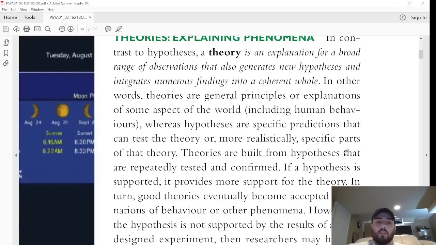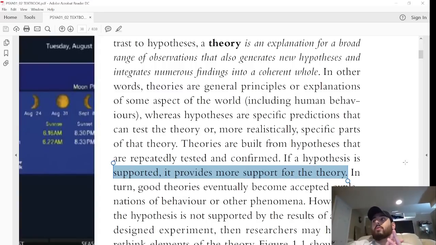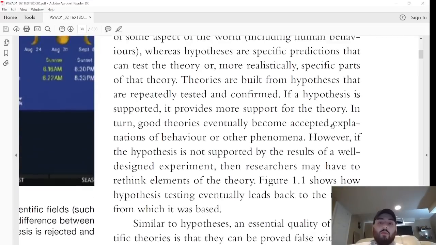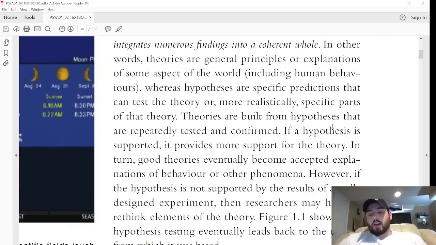Theories are built from hypotheses that are repeatedly tested and confirmed. If a hypothesis is supported, it provides more support for the theory, right? So like I mentioned earlier, our theory is going to be grounded in our hypothesis, but the theory is essentially the first part. It is the explanation, as the definition says up here, for a broad range of observations, right? And it will generate a new hypothesis, but it is essentially how we ground the first part of our hypothesis, right?